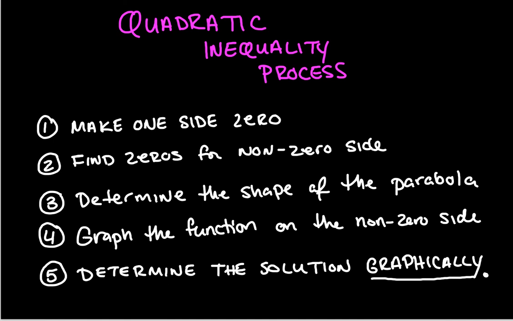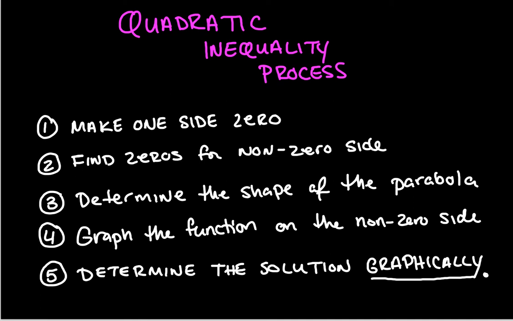So after we found those x-intercepts, we plotted them on the graph, and then we determined the shape of the graph. We did that by looking at the leading coefficient. Then, since we know the intercepts and we know the general shape of the graph, we were able to do a quick sketch of the function on the non-zero side. So we sketched our parabolic curve on the graph, and we took a look at it, and then finally, step 5 was we were able to determine the solution graphically.